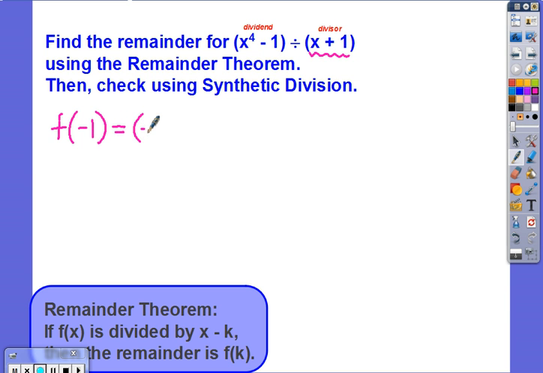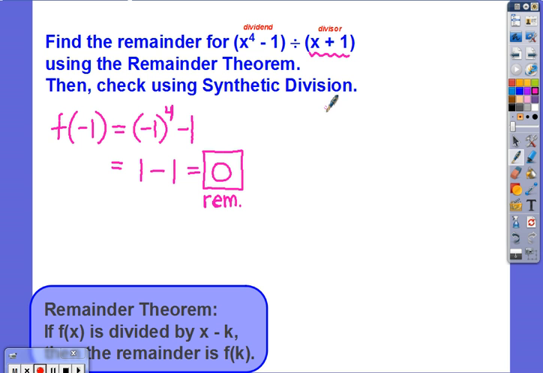So we'd have negative 1 to the 4th power minus 1. And so that would be 1 minus 1, and we get 0. So if the remainder theorem is true, and it's a theorem, so it's probably true, that should be our remainder. Do you believe it? Let's check it. It says then check using synthetic division.